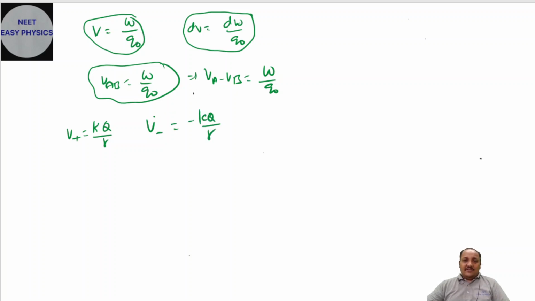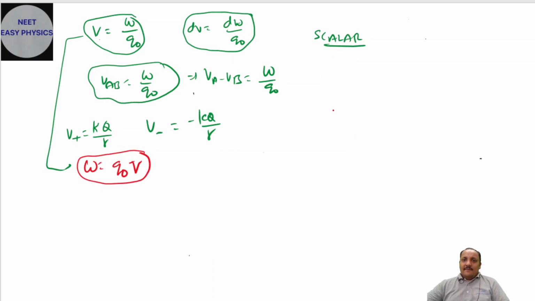All these we discussed. This potential is a scalar, it is not a vector. But electric field is a vector, isn't it? Now from this potential equation, you can observe what W is: Q naught into V. What is the force on a charge in an electric field? F is equal to Q into E. Same like that, W is equal to Q naught into V.